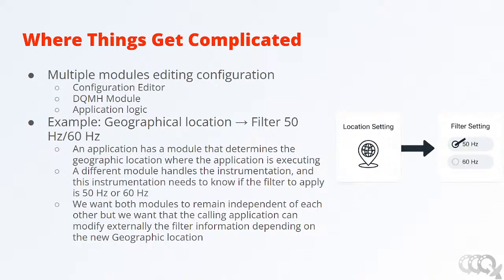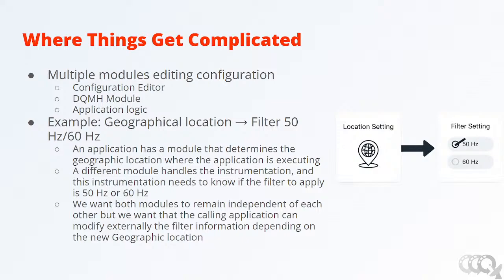Now, where things get complicated, one of the things that DCFG excels at is when you have multiple bases editing configuration. And when I explain this the first time to customers, they're always like, I don't really get it. So my best example is this one, where the filter setting of an instrument requires to know what location you're at, but you don't necessarily want your instrument to depend on a module that tells you what location you're at. The filter just wants to know 50 or 60 hertz.